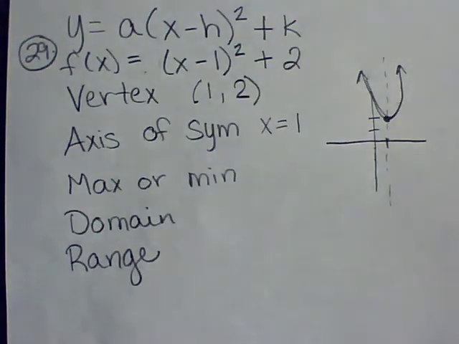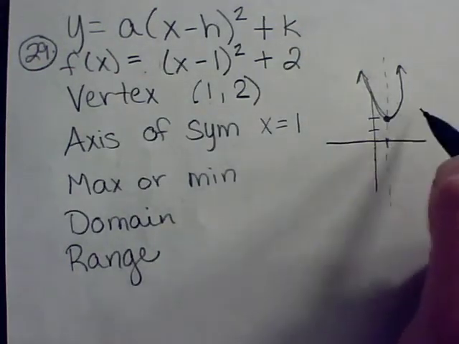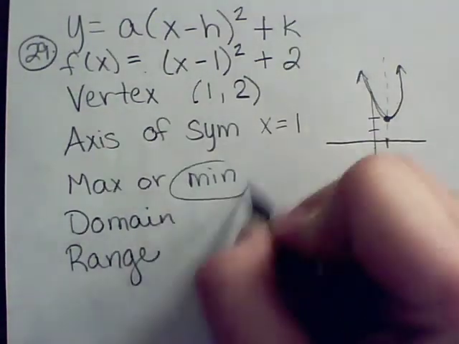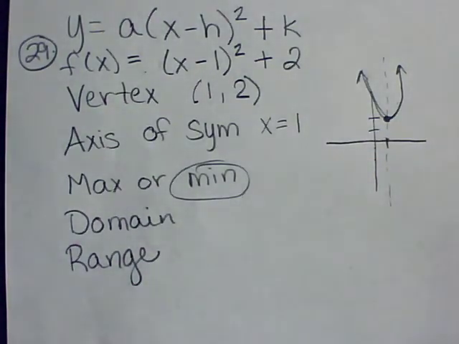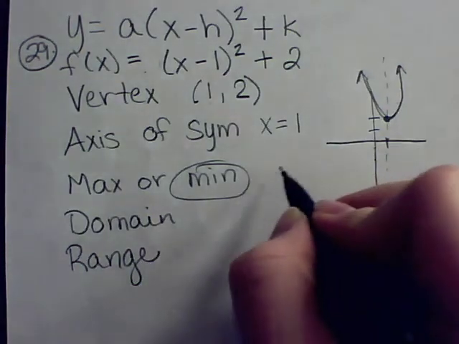Now, when I look at this, do I have a maximum or a minimum value? Minimum, because I have a bottom to the parabola. So what is the minimum value? And this is where I'm looking at y. The minimum value is 2.